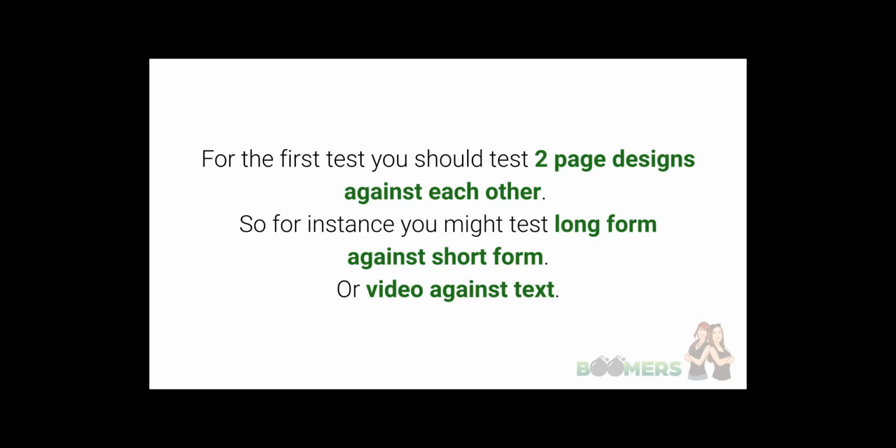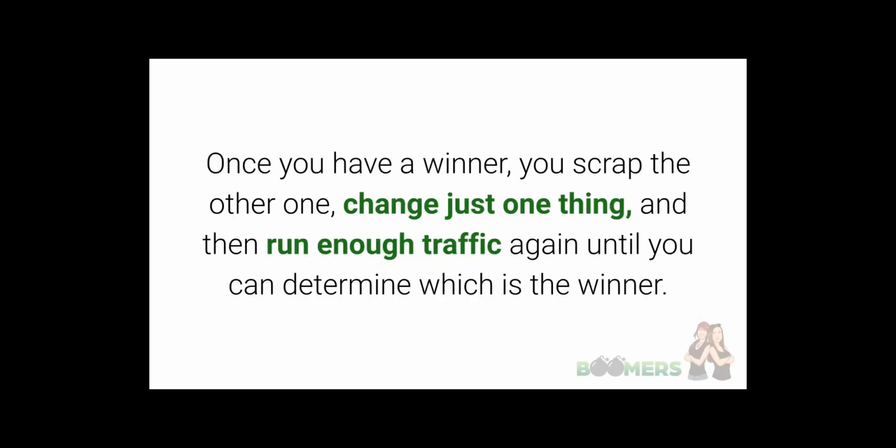Then you want to see, with the people you're running to it, which type and design is working better. And then once you've got that, you can start testing. Once you have a definite winner, and this has to be from a good amount of people put through it, you don't want to just have 10 people go through and then make a decision. You want maybe 100 people come through the funnel, then have a look and see what's happening. Once you have a winner, you scrap the other one and change just one thing in the winning page, then run enough traffic through it again until you determine which is the winner. This is how we slowly improve our opt-in rates and our opt-in pages, by tweaking one thing at a time and then testing whether or not the audience likes it.